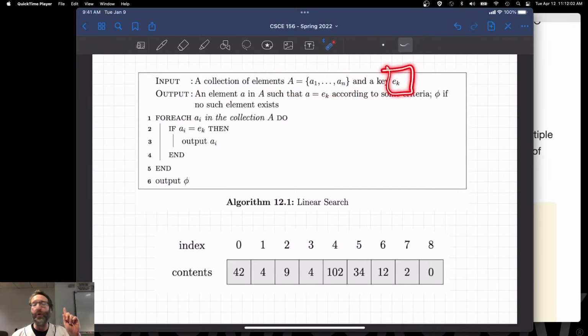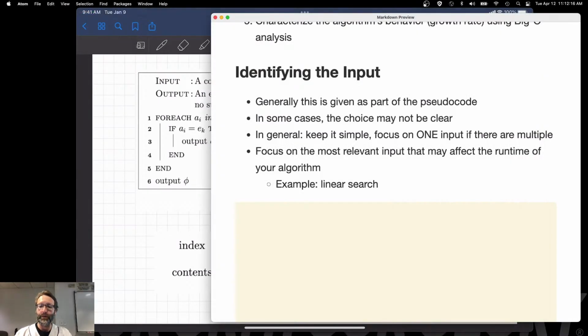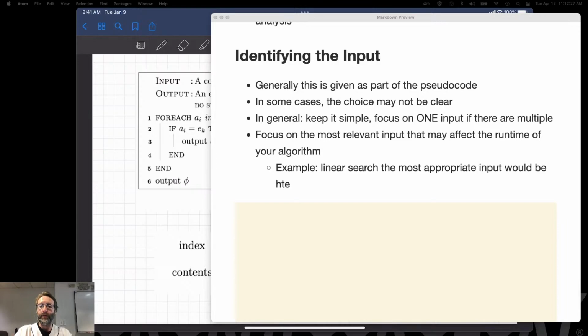If I did focus only on this one key, guess what? The algorithm seems to be constant. It's no longer linear search, it's constant search, and that's not the case. We know that. So for linear search, the most appropriate input would be the collection, not the key. Can't type today, sorry, I'll fix my errors later. Because the collection can grow in size, but there's only ever one key.